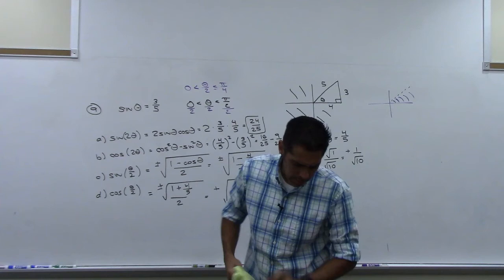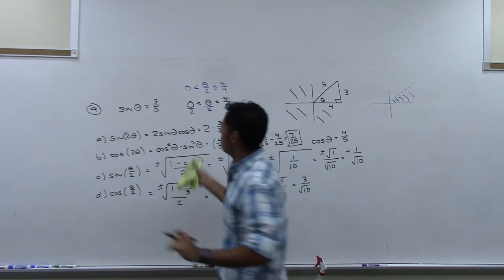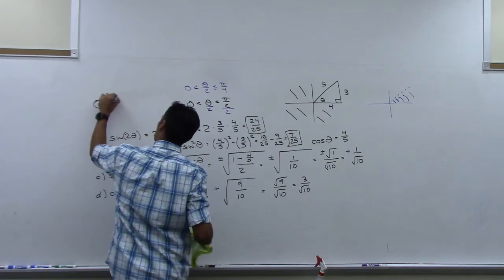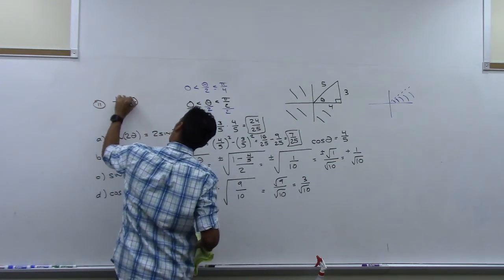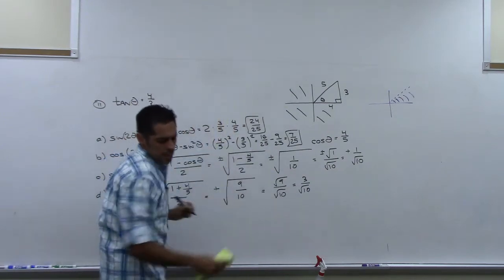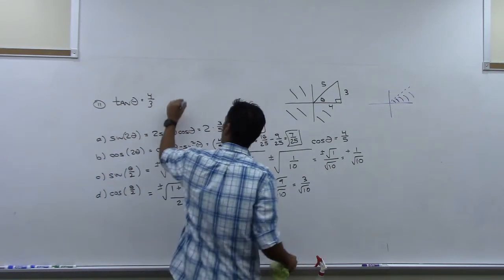Okay, let's look at number 11. Tangent theta is 4/3. And we're given that theta lives between pi and 3 pi over 2.